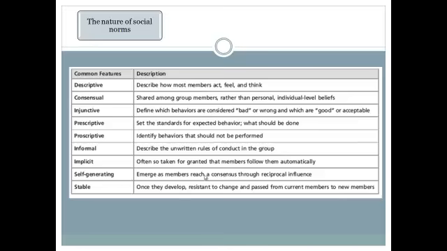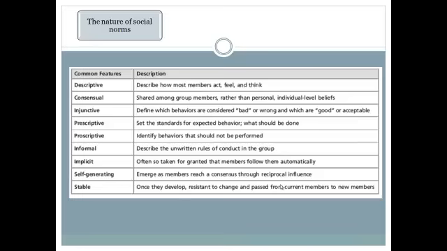Finally, once those norms are generated, once those norms do develop, they're actually very difficult to change. Once a group develops a certain set of standards that they follow, then it's very difficult to change. Think about this as an example.